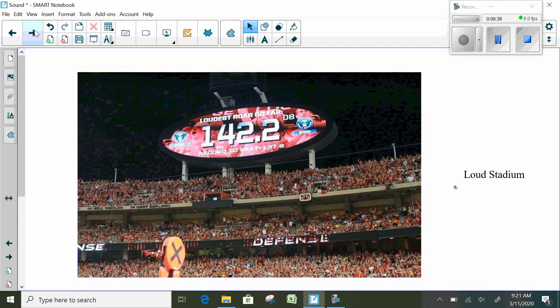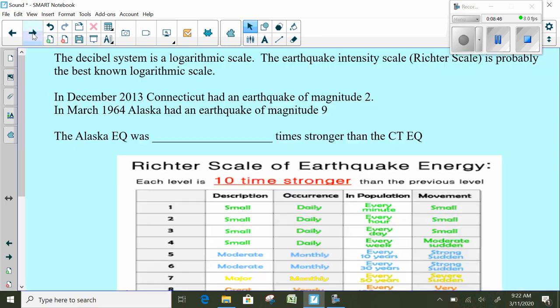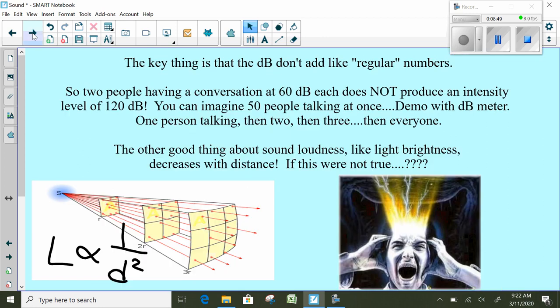I'll skip along here. This is the loudest football field out in Kansas City. They got the decibels up to 142, which is louder than an airplane, which is amazing. Again, I'm going to skip over most of this.